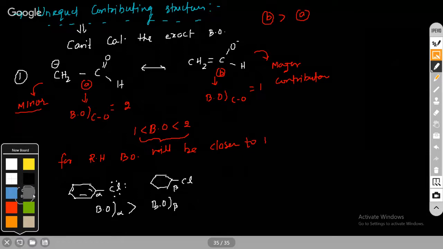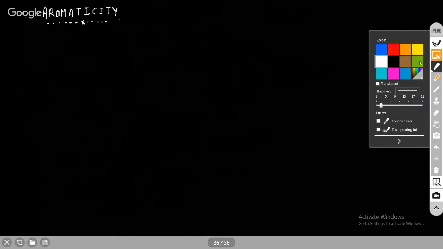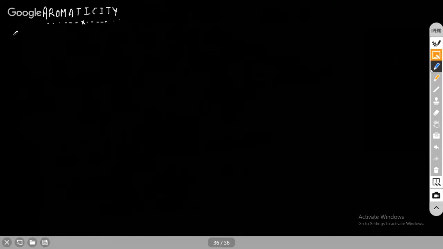Now the next thing we are starting is aromaticity. Okay. Now, what are the conditions for aromatic compounds? So, write down the conditions for aromaticity.